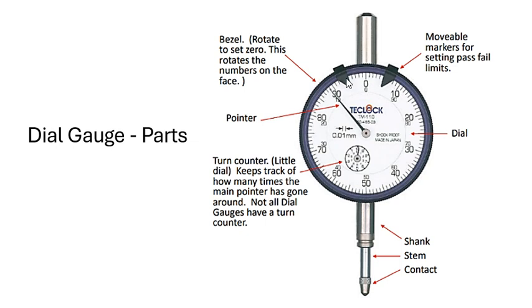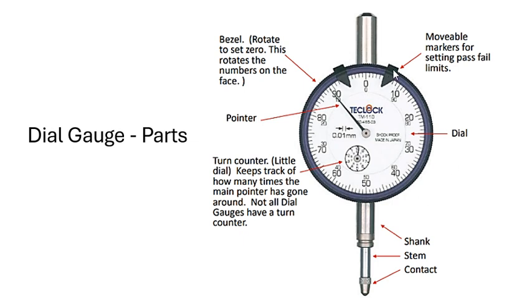So your bezel is going to rotate to set zero, and it rotates the numbers on the face. Of course, if you look at it on this two-dimensional drawing, you can't really see the bezel, but it's right there. See the rim right here?